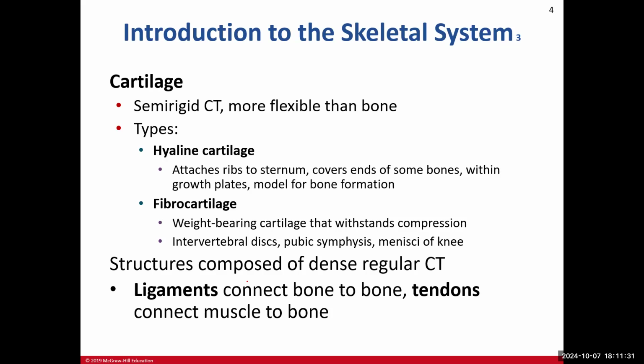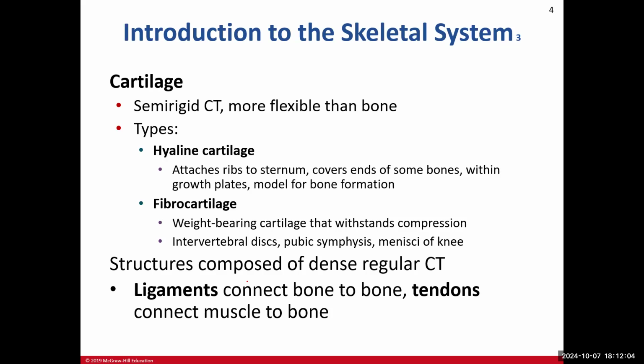Fibrocartilage is the weight-bearing cartilage. It's going to be in places that have a lot of compressive forces acting on it. So our spine, like the intervertebral discs, that's made up of fibrocartilage. Also in our knees, the menisci, again, a lot of compressive forces, especially if you're standing. That's where fibrocartilage is located. Then also in the pubic symphysis, that's where your two hip bones meet in the front. So we'll learn about that in lab. If you're not sure what the pubic symphysis is, don't worry. We'll learn about it in lab and you'll know exactly what I'm talking about.